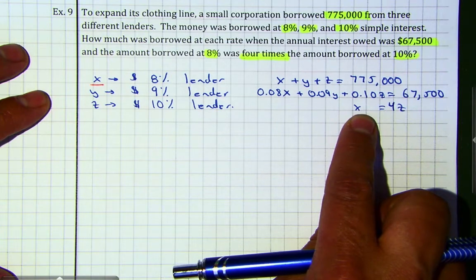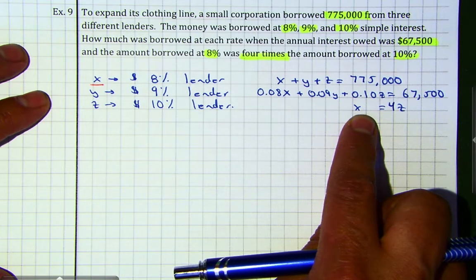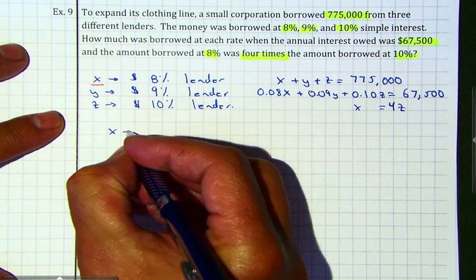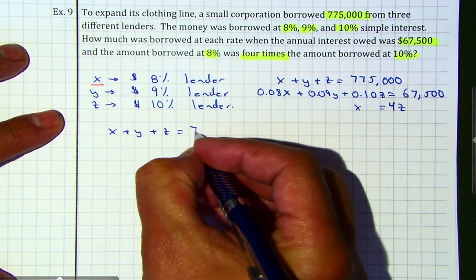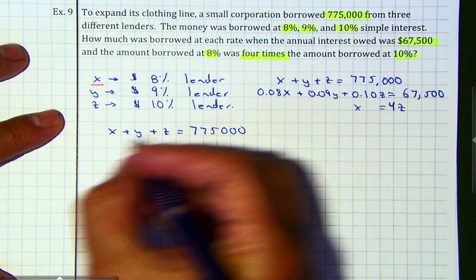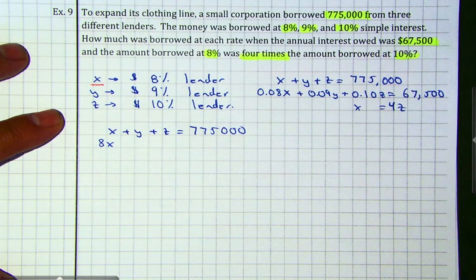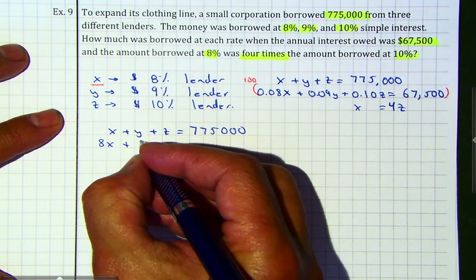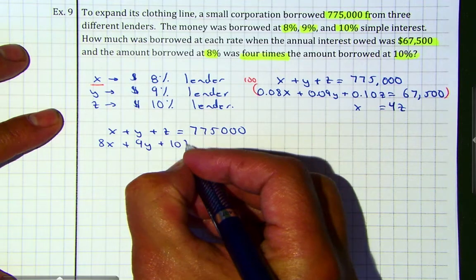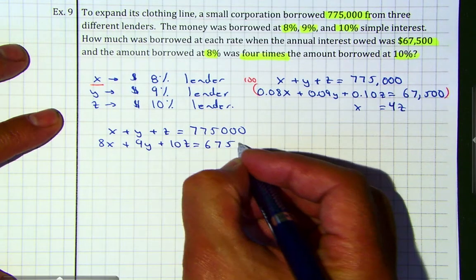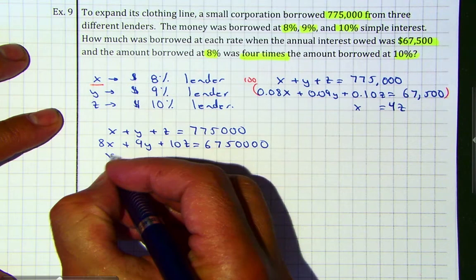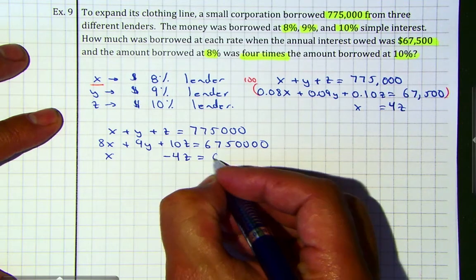So let's see. Do you want to do it by combination or substitution? Well, first let's get rid of the decimals, correct? So let's go and rewrite it. My first equation will be X plus Y plus Z equal to 775. Let's multiply by 100, so it'll be 8x plus 9y plus 10z equals 67,512 and then multiply by 100. Let me move the z to the left, so therefore I have x minus 4z is equal to 0.